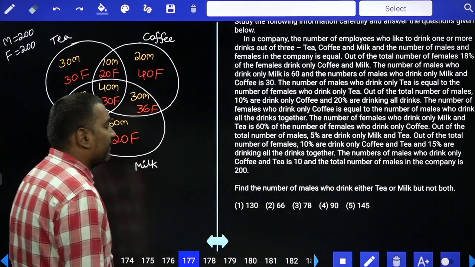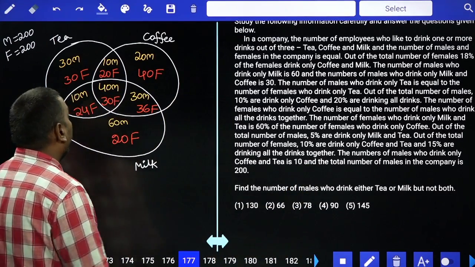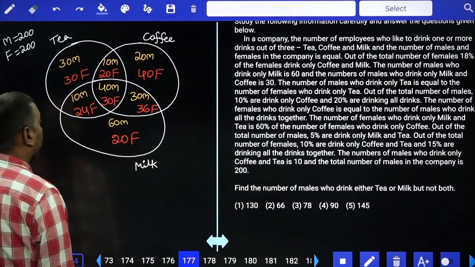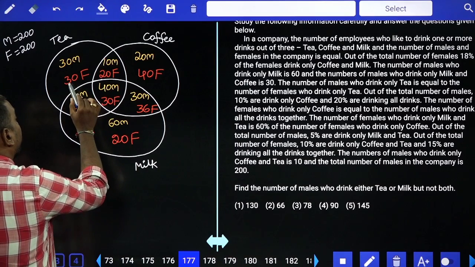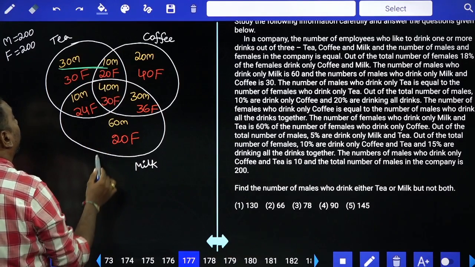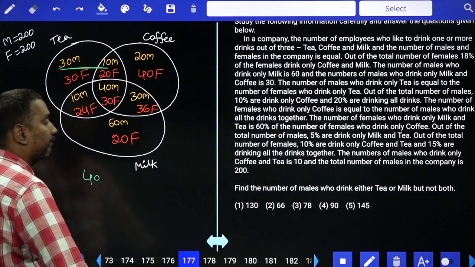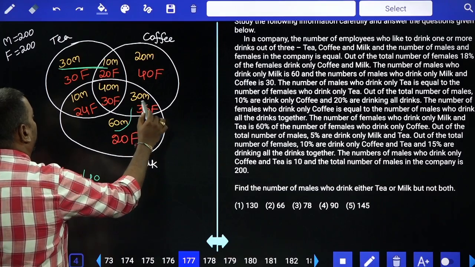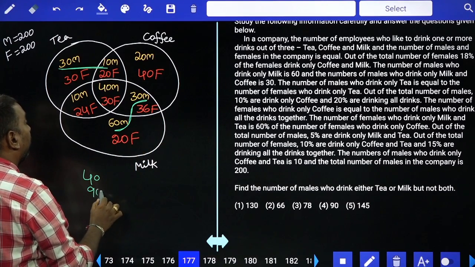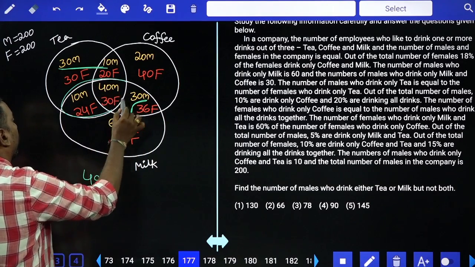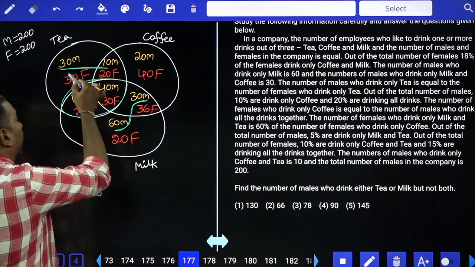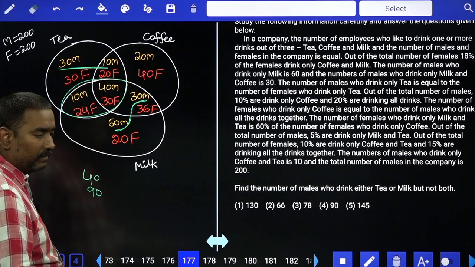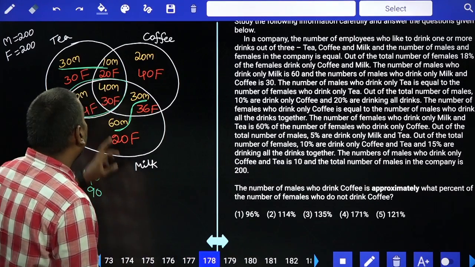Find the number of males who drink either tea or milk but not both. Males, tea means 30 plus 10, which is 40. Milk, males, 30 plus 60, which is 90. But not both, so these two combinations should not be included. Except these two combinations, we can add the remaining male only. 90 plus 40 means 130 is your answer. Next.